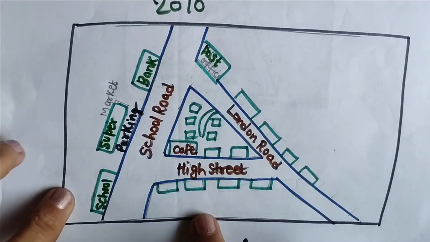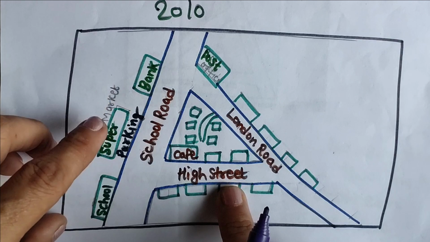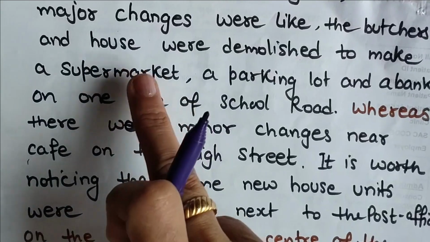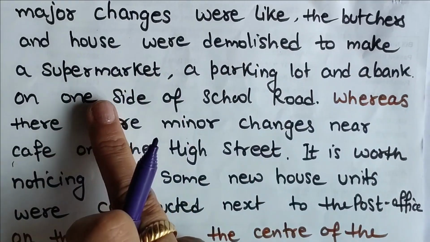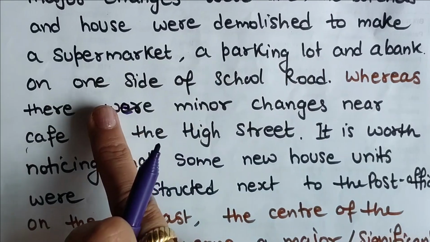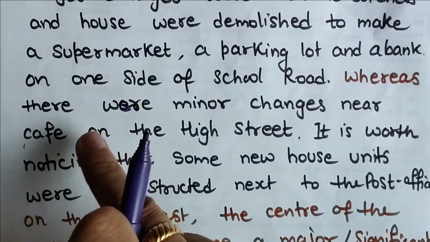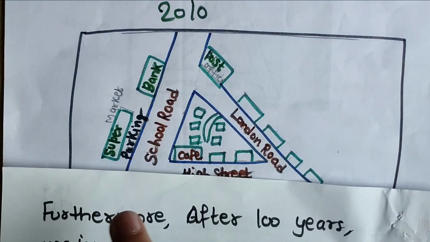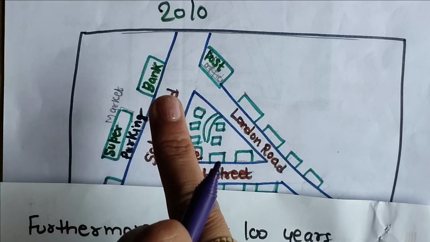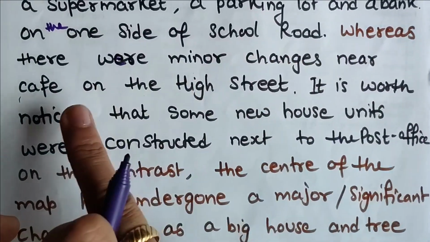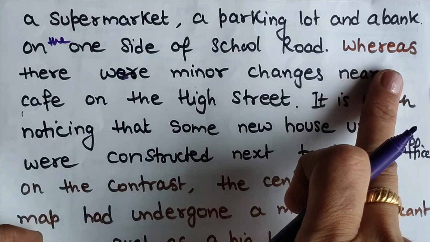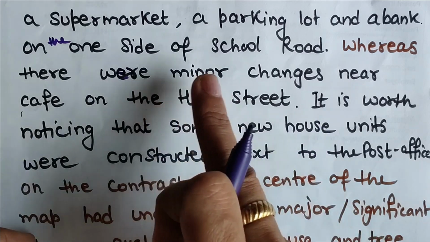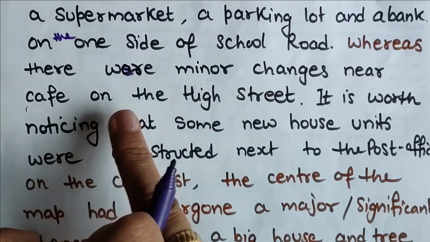You can see the school is the same here. The butchery and house they have converted into a bank and supermarkets. Houses were demolished to make a supermarket, a parking lot and a bank on one side of the school road. This is on one side of the school road, because I have already written the left side of the school road in the first paragraph. So now, whereas, comparison words are really important. These words are really important. There were minor changes near the cafe on the high street.